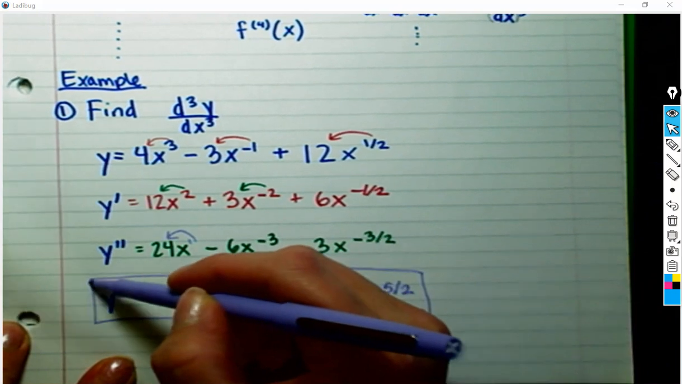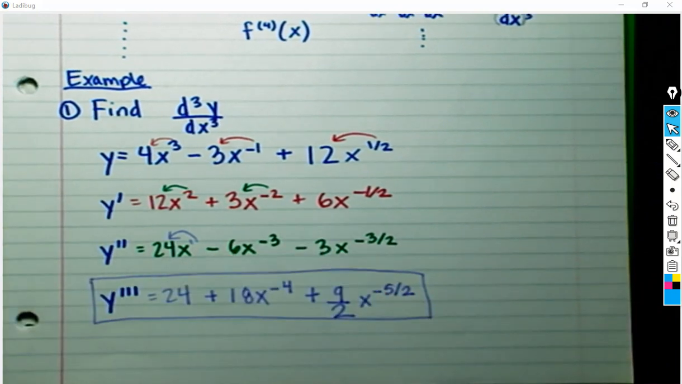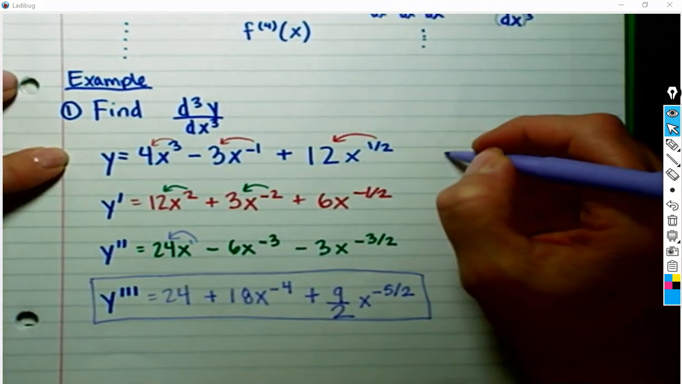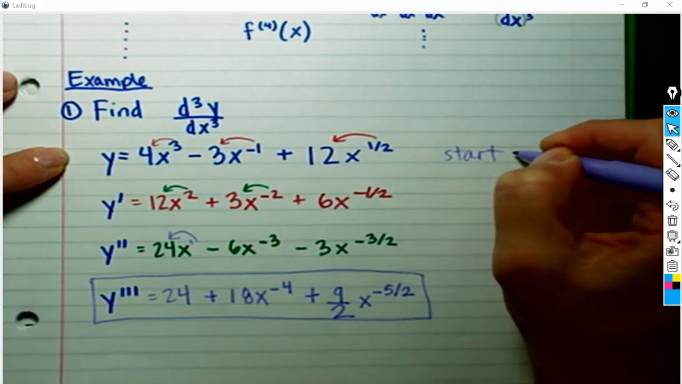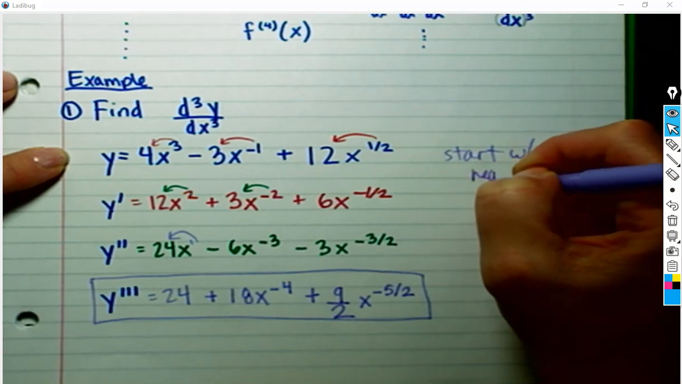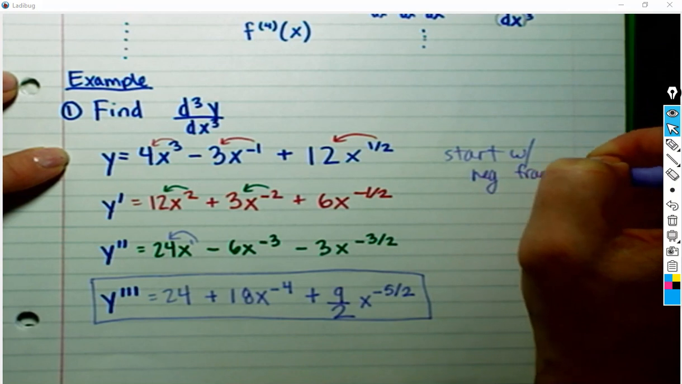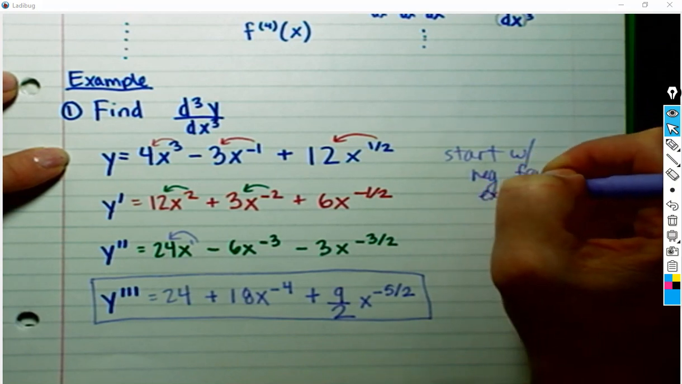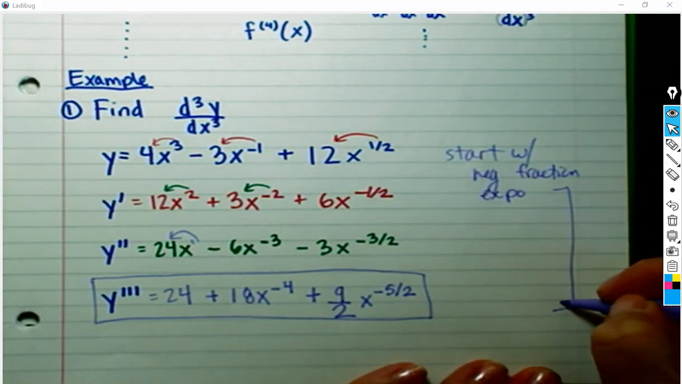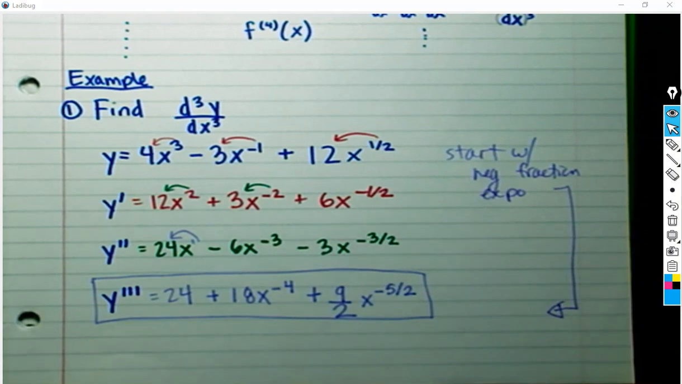Now, notice the directions. Notice how my problem started. Okay, start with negative fraction exponents. That means that you can end that way also. So you don't have to do any converting or rewriting this. That's it. That's your answer.